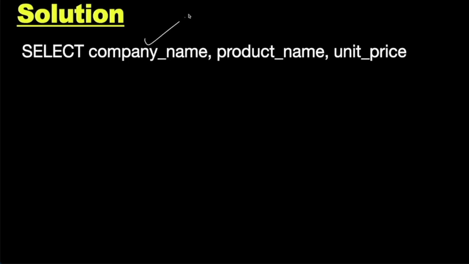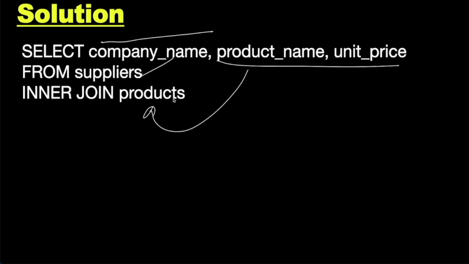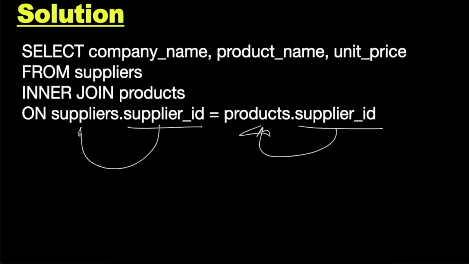Okay, supplier name, product name, and unit price. This is in the suppliers table. These two are in the products table. So we continue to say from suppliers, because this is in the suppliers table, inner join with products. Why are we using inner join? Because we know that this is coming from this place, and these two are coming from this place. I want to put them in the same output on one ground. Because supplier ID is common in the two tables, that is the supplier ID in the products table and the supplier ID in the suppliers table, we have to use it to join them together.